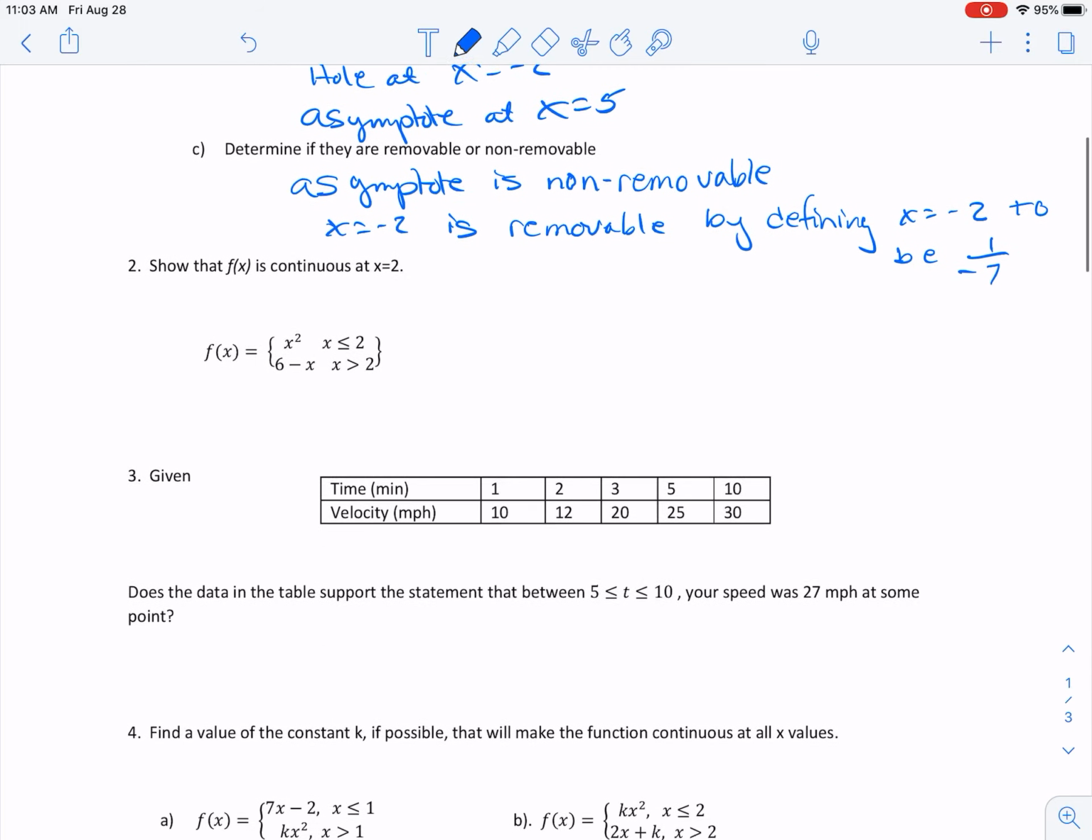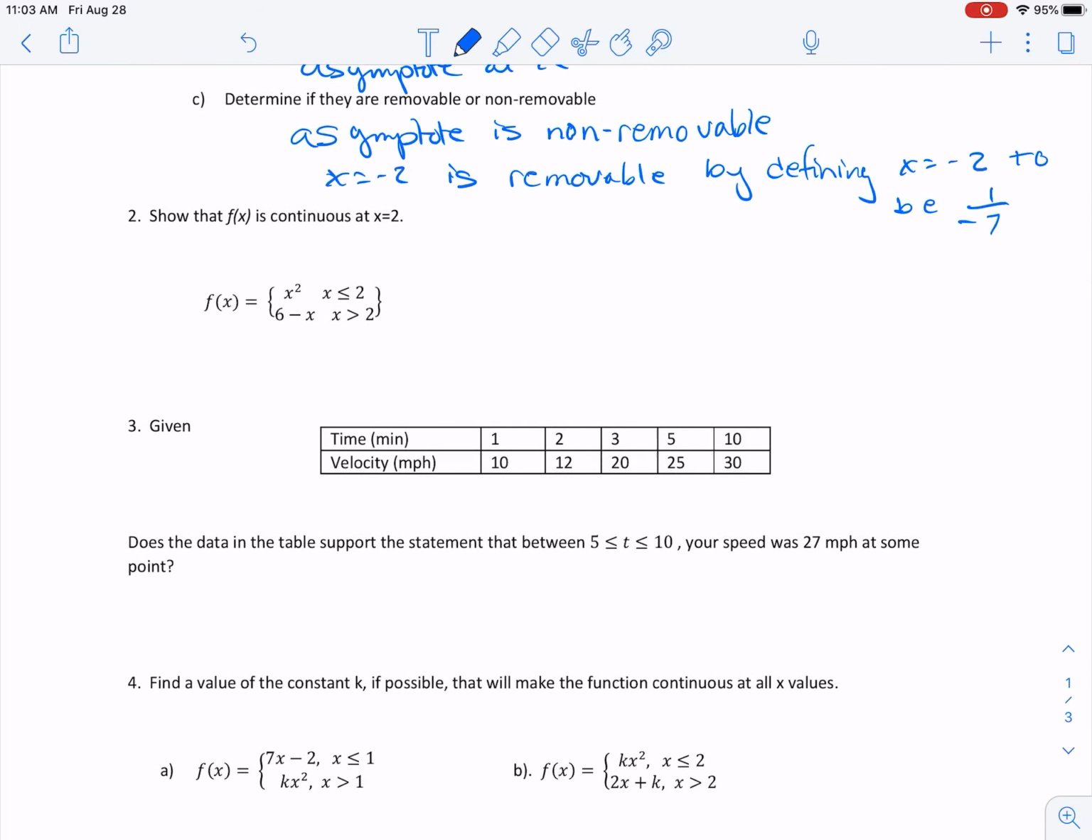Okay? All right, number 2, show that f of x is continuous at x equals 2. Well, this is a piecewise function. You've got a parabola when x is less than 2, and you've got a line when it's greater than 2. What happens is you need to know, as it comes in from the left and right, do you end up at the same point? Well, I plug 2 in here, you get 2 squared, and you want to know, is it equal to 6 minus 2? So you got 4 equals 4. Yep, it's continuous, because that's the point. That's the break in your piecewise function.